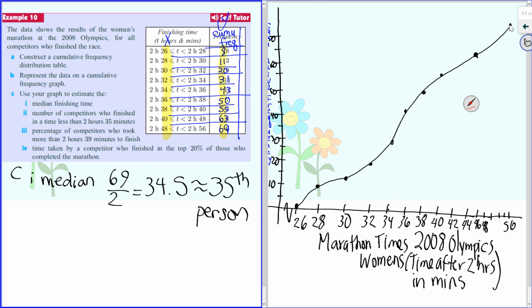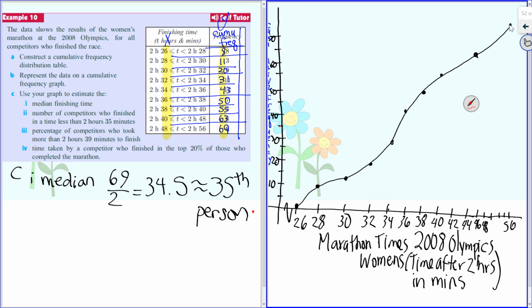What you do, this is the person, okay? The people are on the y-axis, okay? The times are on the x-axis. So what you're going to do is go to 35 and then go down.